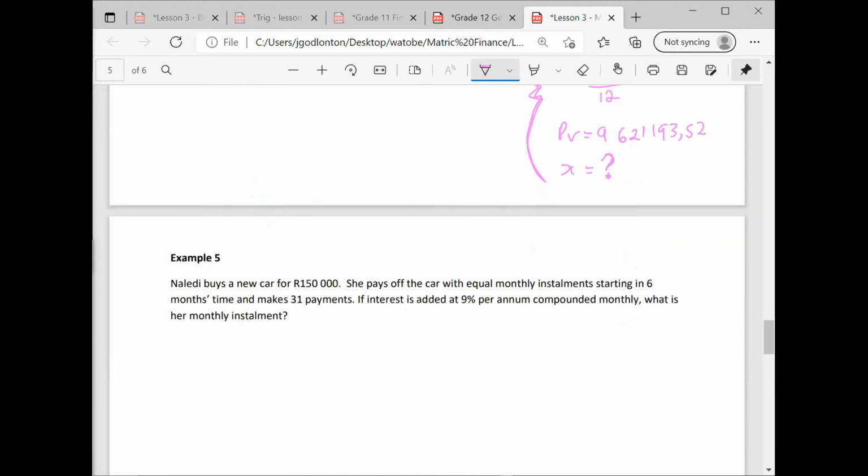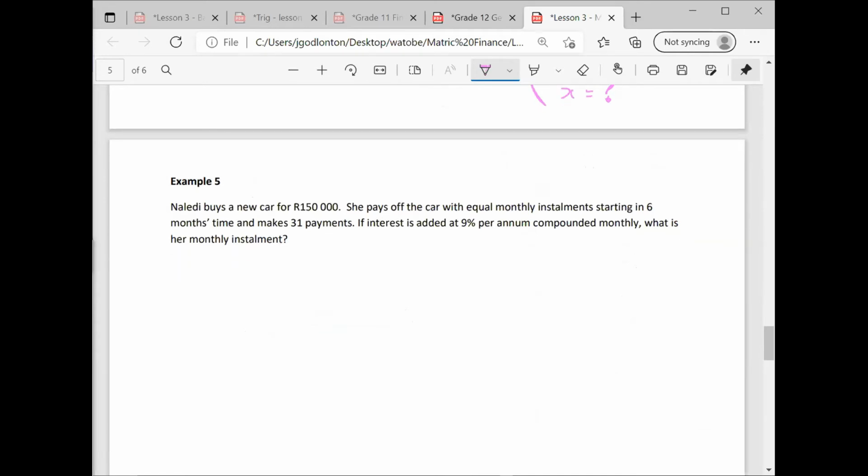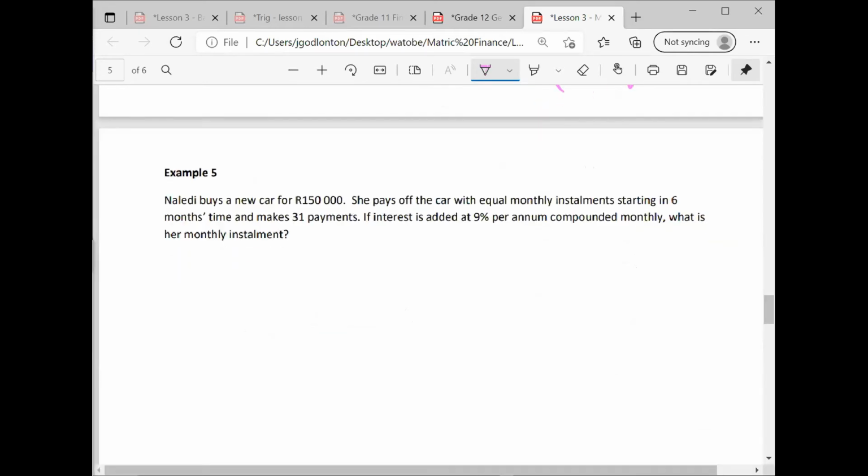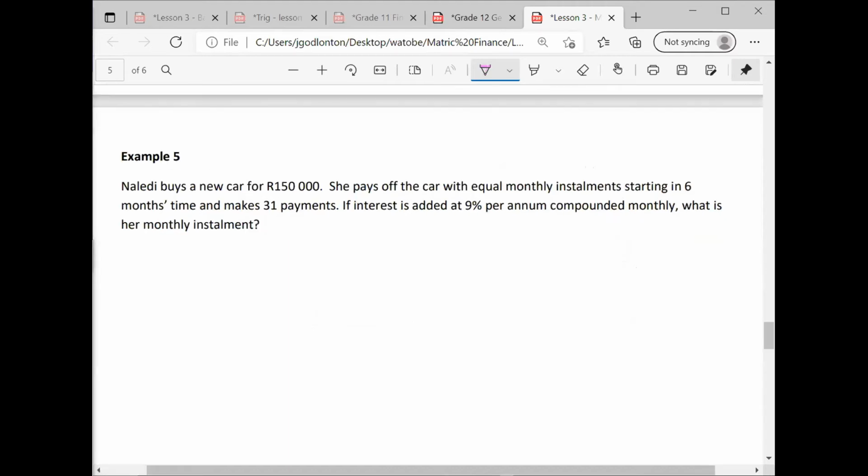This question is one of my sneaky questions. You know how I love a sneaky question. Let's first read the question. Naledi buys a new car for 150,000 Rand. She pays off the car with equal monthly installments starting, this is where it gets sneaky, starting in 6 months' time. And she makes 31 payments. If interest is added at 9% per annum, compounded monthly, what is her monthly installment?